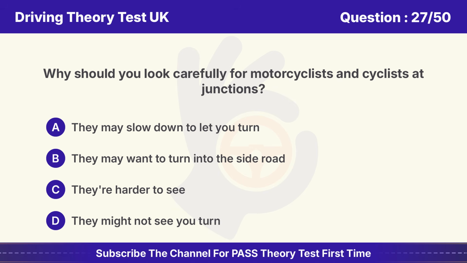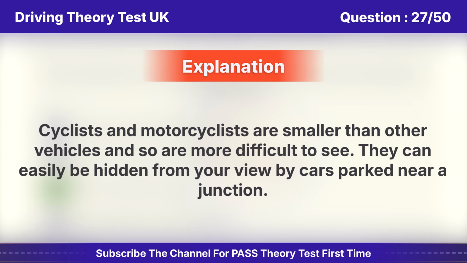Question 27. Why should you look carefully for motorcyclists and cyclists at junctions? Answer is C. They are harder to see. Cyclists and motorcyclists are smaller than other vehicles and so are more difficult to see. They can easily be hidden from your view by cars parked near a junction.